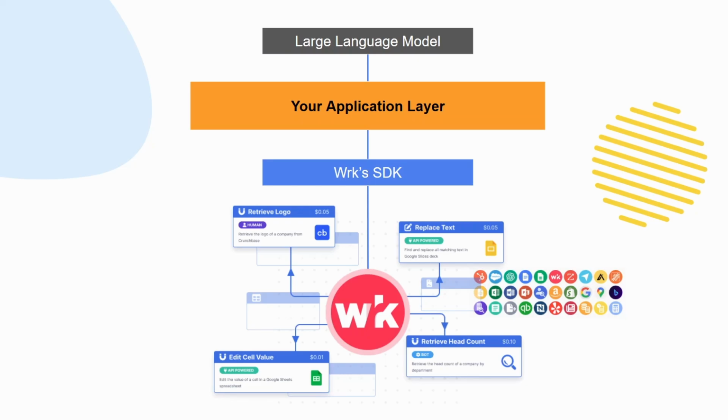Then we have the Wrk SDK. This is an optional library that makes interfacing with the Wrk Automation Platform easy. It is possible to interface directly with our API without the SDK. And finally, we have the Wrk Platform that does all the heavy lifting and allows the chatbot to connect to thousands of applications to complete whatever tasks are required.